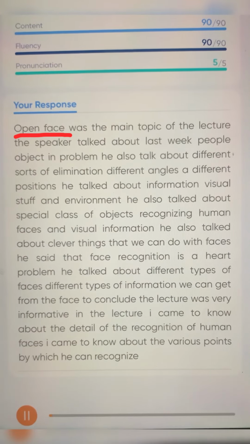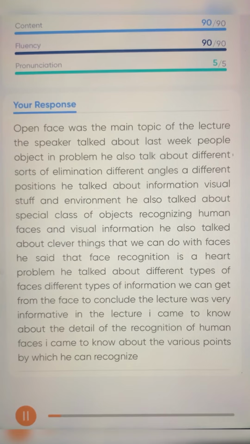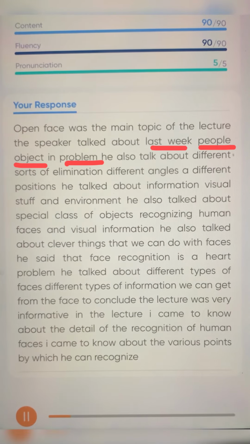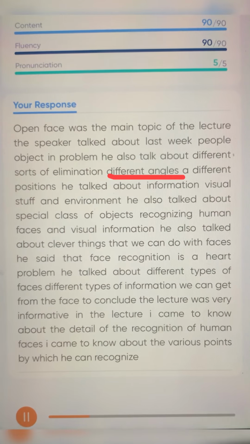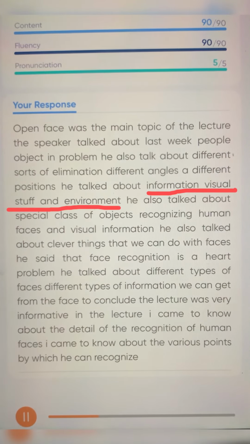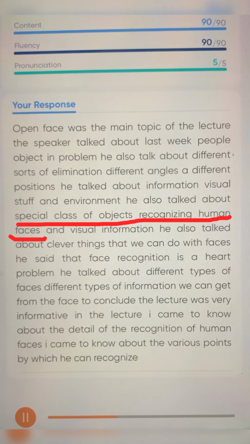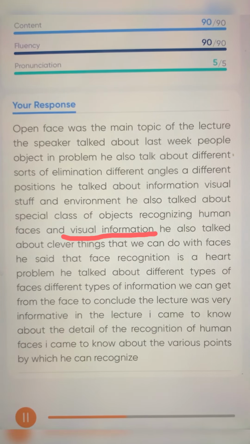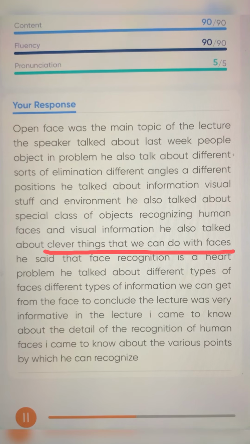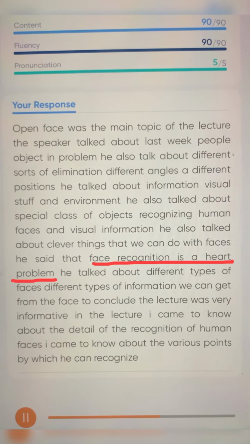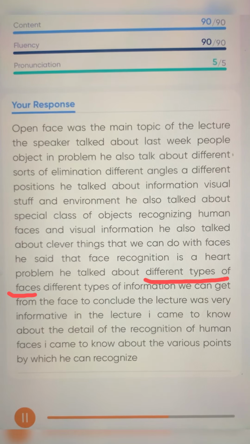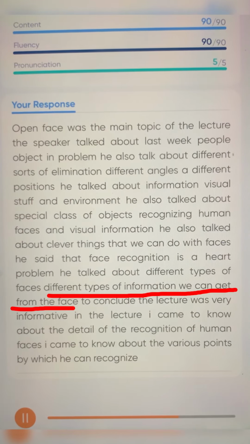Human face was the main topic of the lecture. The speaker talked about last week, people, objects and problem. He also talked about different sorts of illumination, different angles and different positions. He talked about information, visual stuff and environment. He also talked about a special class of objects, recognizing human faces and visual information, and about the clever things that we can do with faces. He said that face recognition is a hard problem. He talked about different types of faces and different types of information we can get from the face.